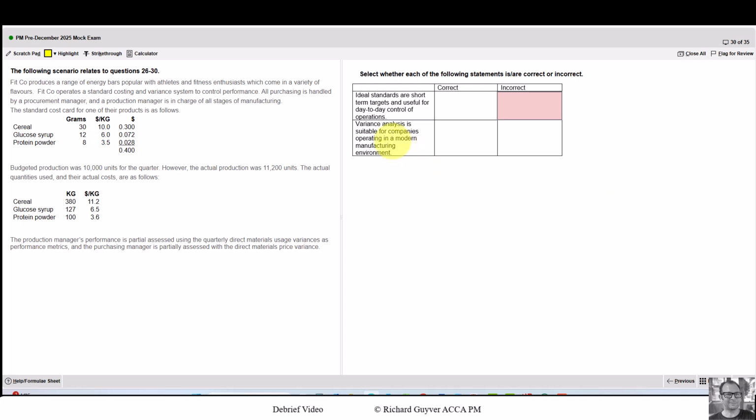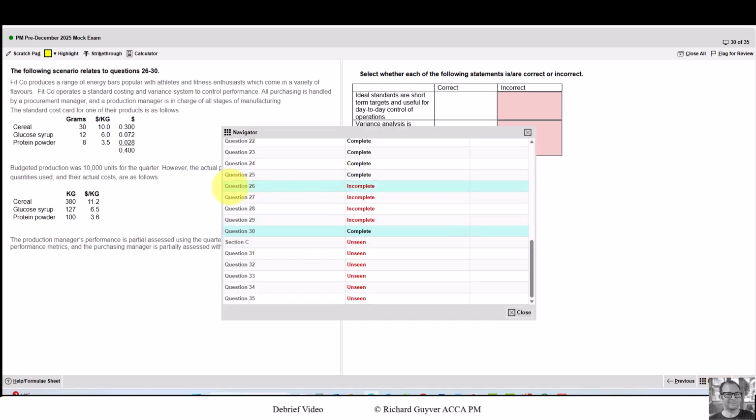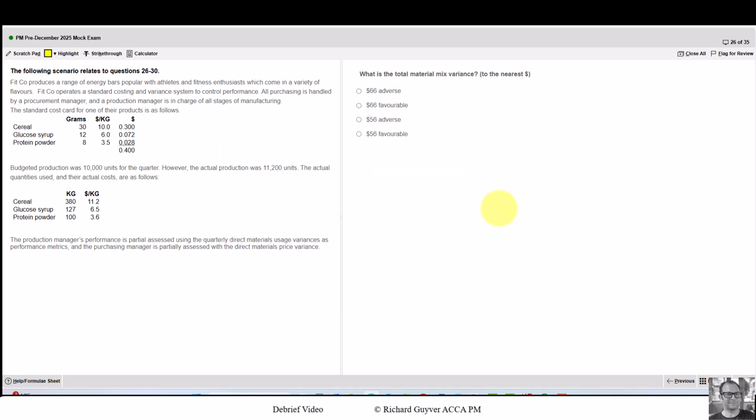Variance analysis is suitable in companies operating in a modern manufacturing environment. Variance analysis is more linked to traditional manufacturing processes. In modern manufacturing, you get a lot of customization, single orders, that sort of thing. So that is less likely to be correct. So we've only got one outlier in this question. It's very rare for there to be none. We did have 3 in one of them, so that's also quite rare.